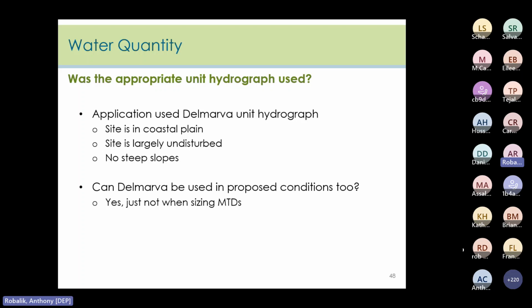The one time it does matter is if they're sizing something based on peak flow rate, like an MTD. So you should definitely not let someone use a Delmarva unit hydrograph when sizing an MTD.